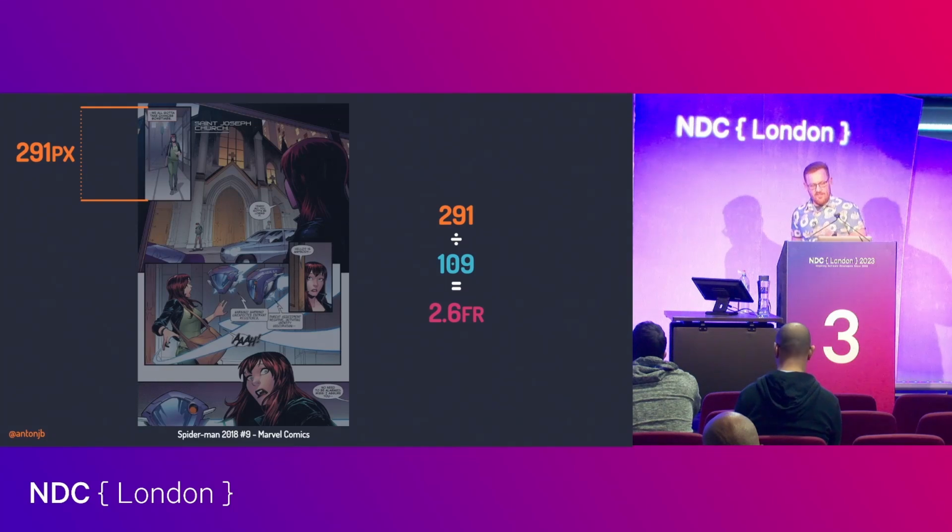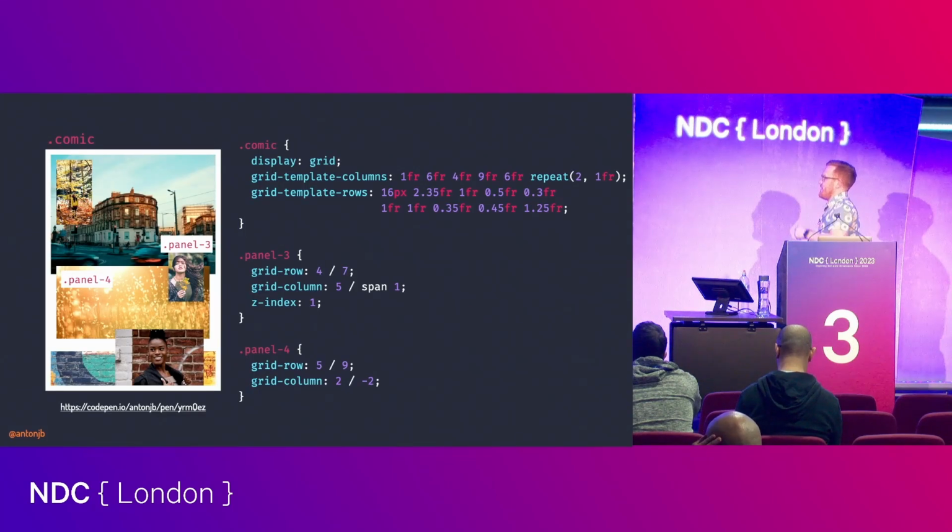Yeah, because we have that. And we'll repeat that same thing for the column. So that's where those numbers kind of came from. We have panel 3 here with the lady holding the flower. We can say grid row 4 to 7, grid column 5 spanning to 1, z-index 1 because we want it to sit on the top.